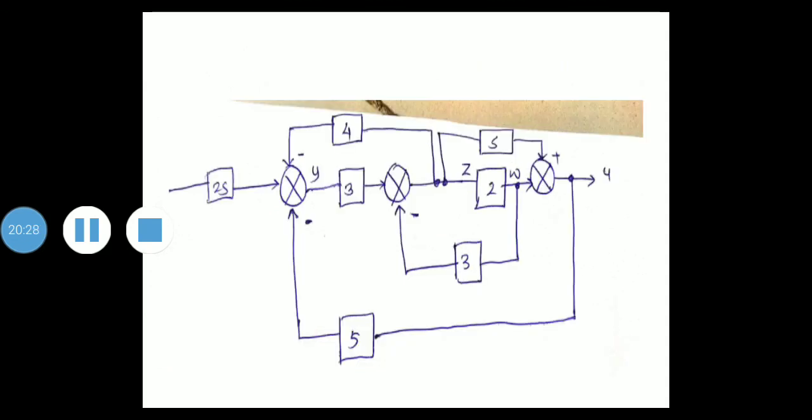Combine all those four blocks and you'll get this block diagram. So this is Y, this is Z, this is U. All combined, you draw this block diagram. Okay, so I'll stop here.